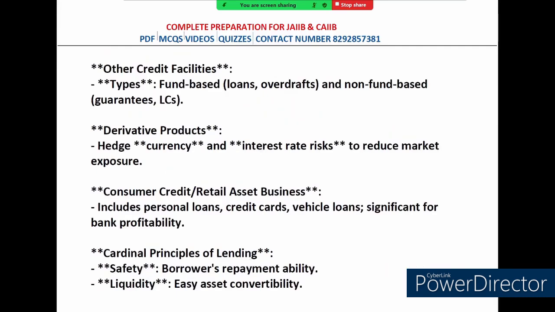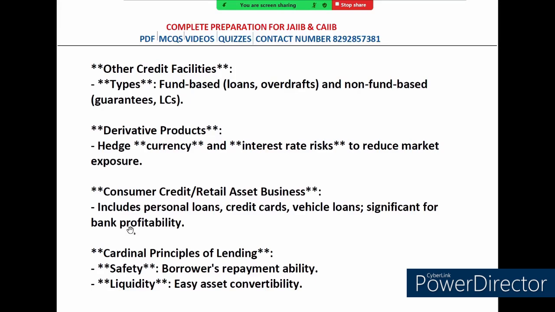If we talk about other credit facilities, we have fund based, which includes loan and overdraft, and non-fund based, which includes guarantee and LC. Derivative products are used to hedge against currency and help reduce exposure to market fluctuation. Then we have consumer credit and retail asset business. Personal loan, credit card and vehicle loan are included under it.